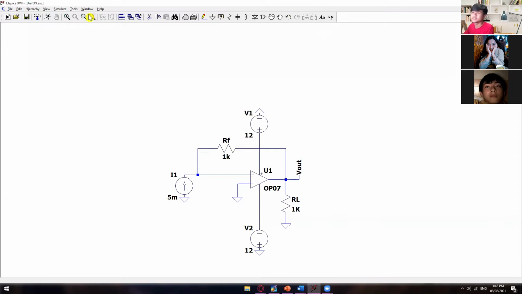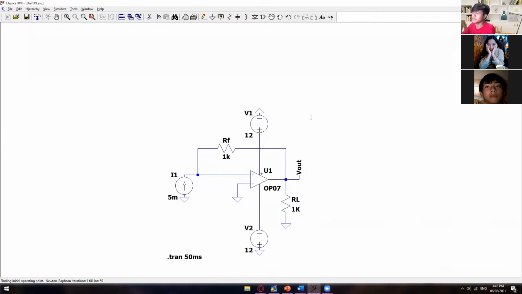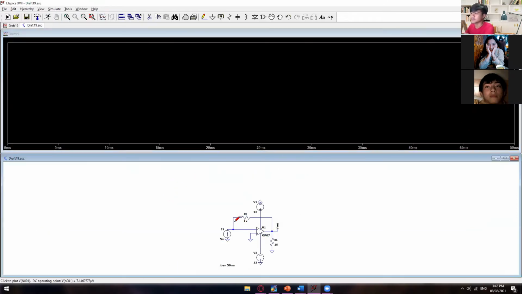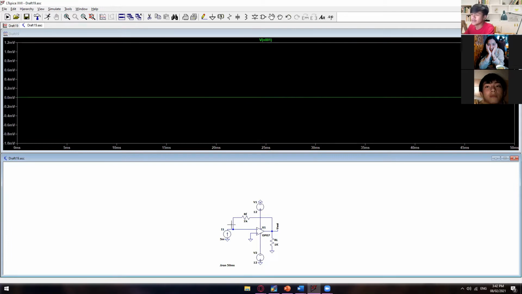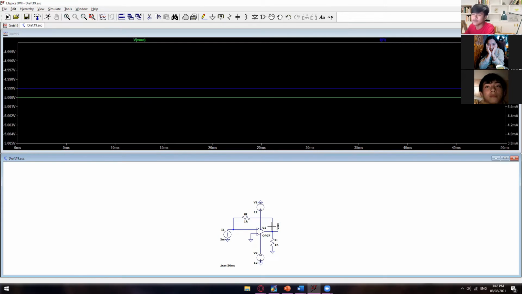Okay, so let's see whether this one is really getting 5 volts or not. Let's run this in 50 milliseconds. Our input has 5 milliamps, DC. And then once it passes through this feedback resistance, we should get 5 volts.